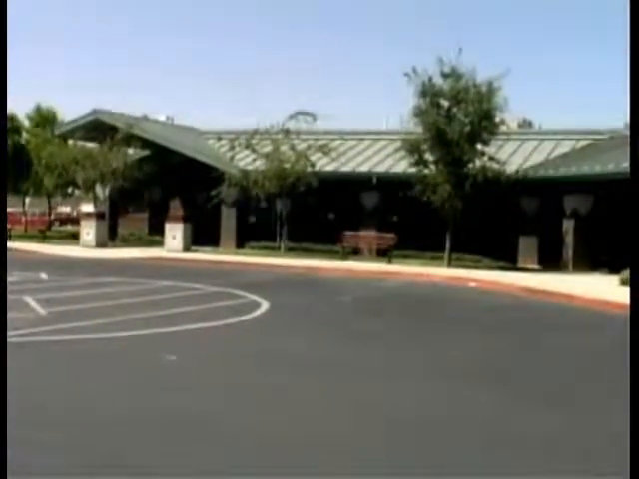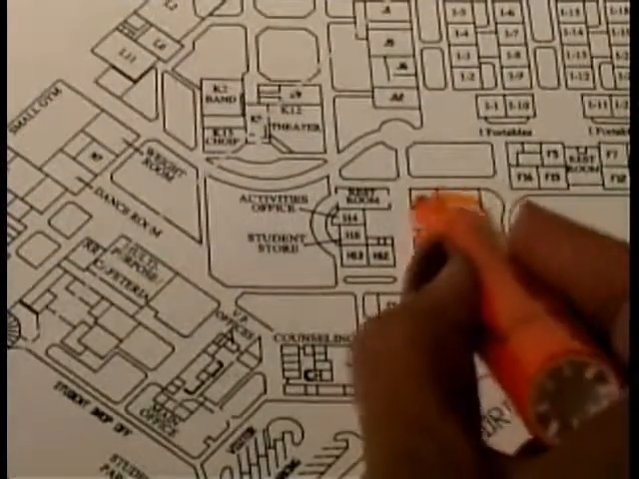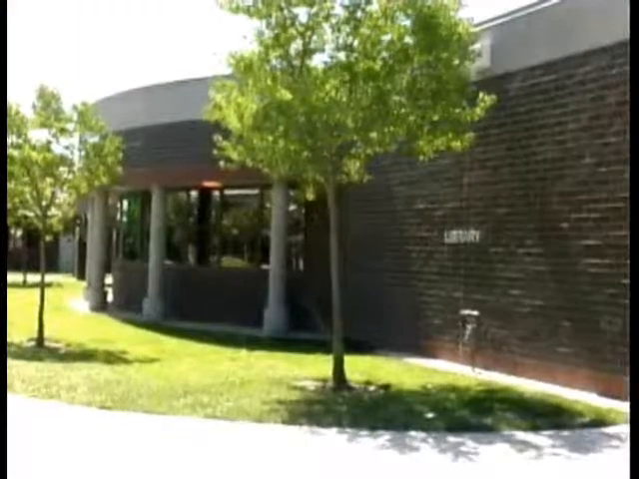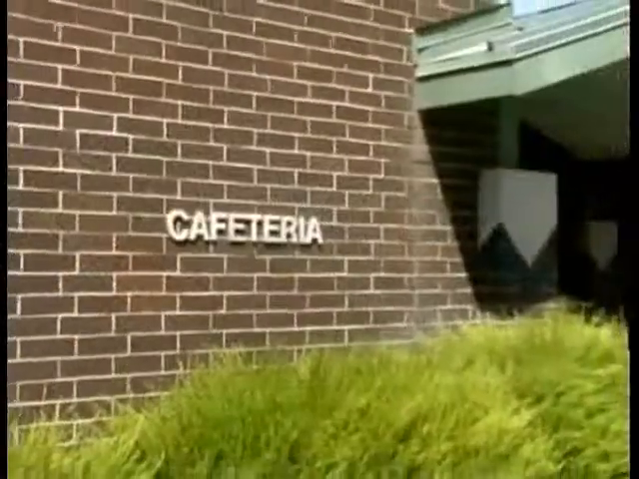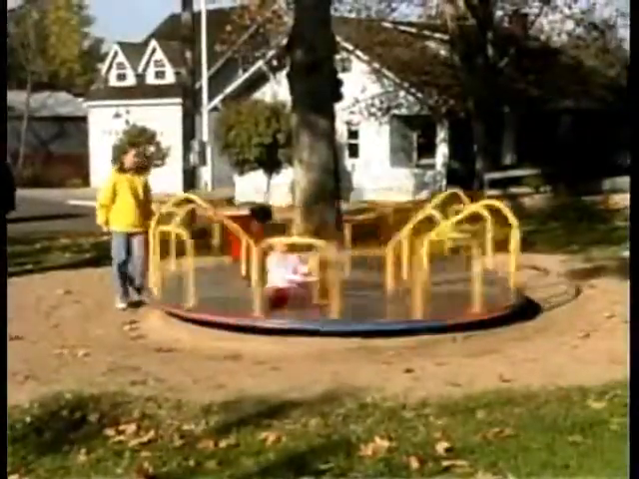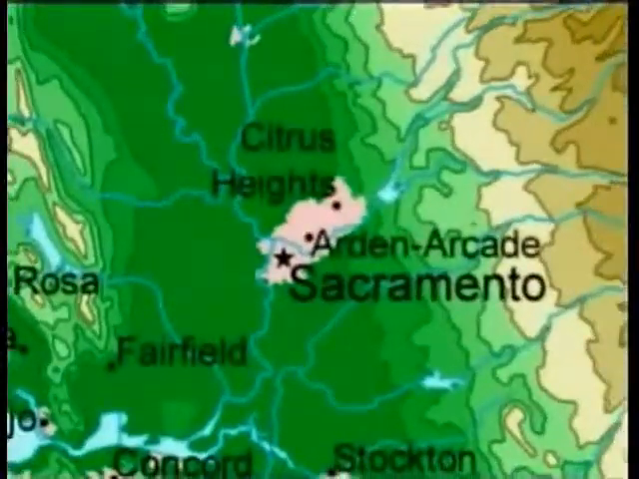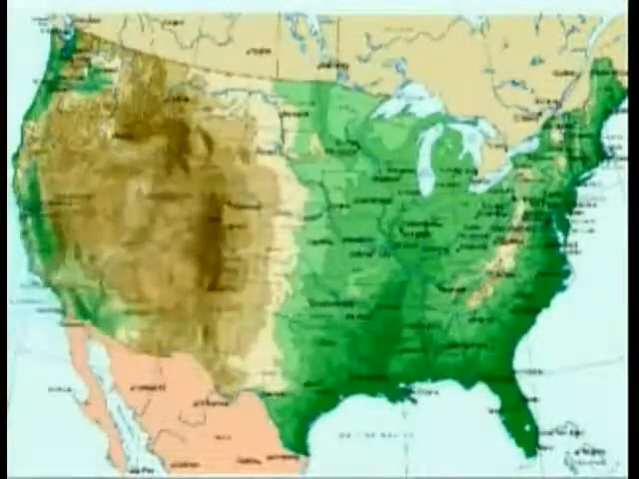Even your own school can be split into regions. The library is one small region of your school, and the cafeteria is another. You live in a neighborhood, a city, a county, and a state. And all of these are part of a larger region, your country, the United States.